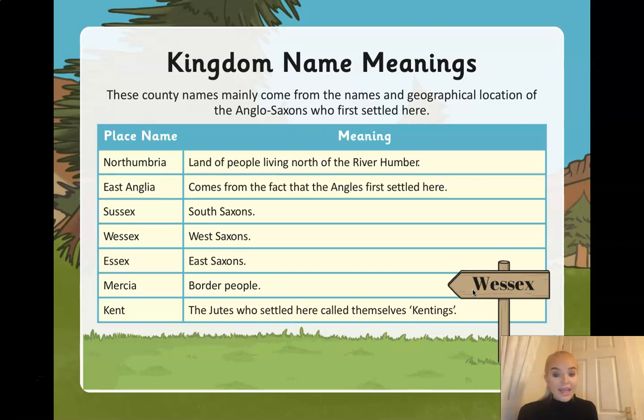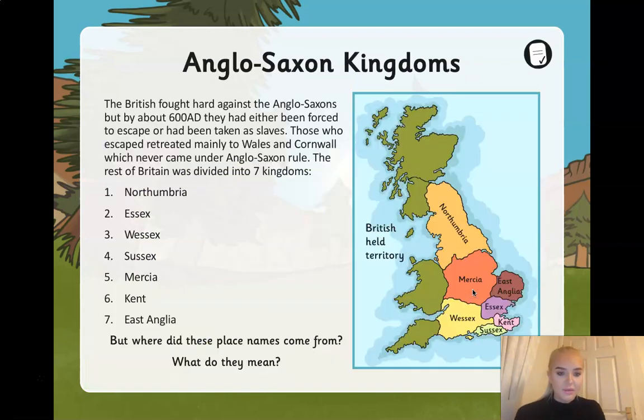And finally, in Kent, we've spoken about this before, the Jutes, who also settled in Britain, they settled in Kent. And this is named because they called themselves the Kentings. So that comes from the Kent, okay? So it's just down here, okay? I'm going to see if you remember in the next session who settled in each of these kingdoms, okay?